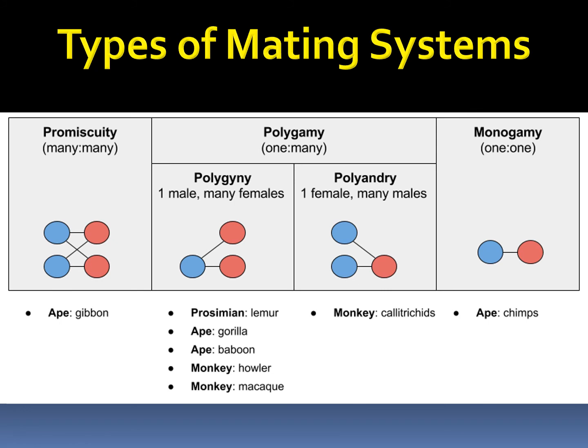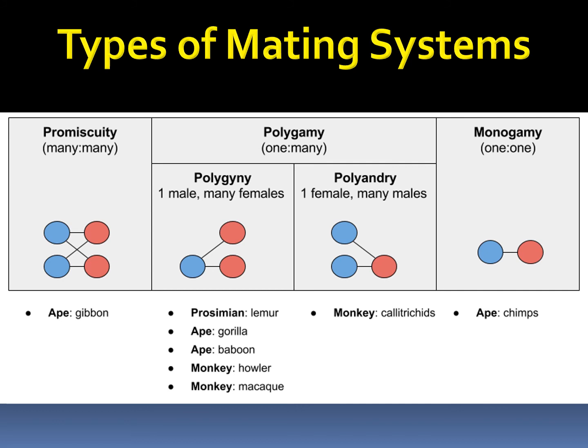If we look at polygamy, this is one marriage to many. There are two forms: polygyny as well as polyandry. Polygyny is defined as one male to many females. This is much more common in primate species. In essence, you can look at lemurs, as well as gorillas, baboons, howler monkeys, and macaques. All of them are polygynous groups where there is one male and many females.